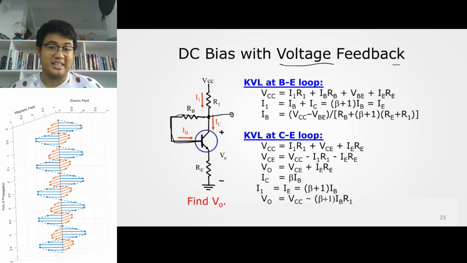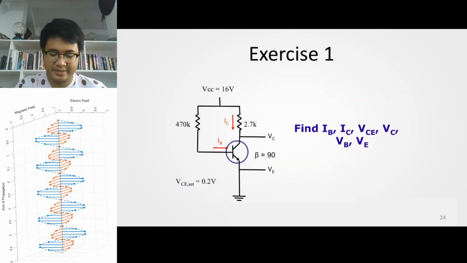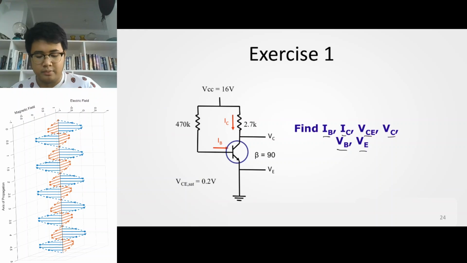I'd rather use nodal analysis. Okay, so let's have an example, not an exercise. I'll help you solve this problem. The task is to find IB, IC, VCE, VC, VB, and VE. We'll solve this using nodal analysis.